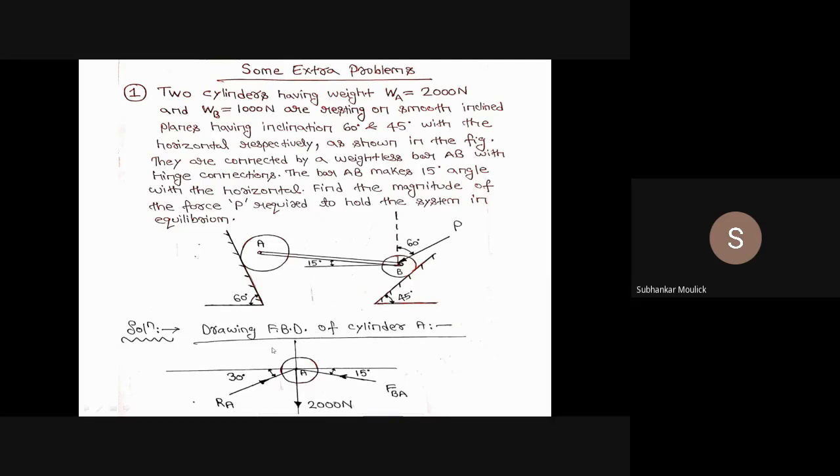Can you tell me how many forces will act on cylinder A? By looking at the diagram of the problem, how many forces will act? So three forces, one, two, three, correct? There will be altogether three forces. Now, can you tell me what are those three forces and how they will act on cylinder A?